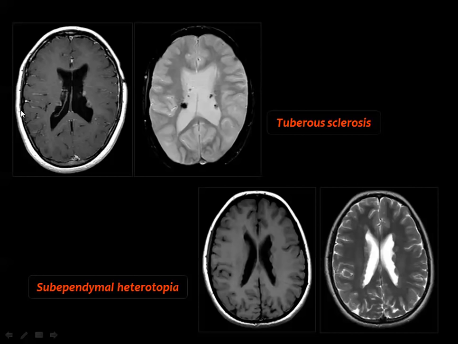But look to the tubers of the tuberous sclerosis. In the T1 weighted image, they appear a little bit bright. If you inject contrast, they will enhance. If you have the T2 weighted image, they will appear dark because of the presence of calcium. But here, the nodules are similar to the cortex in the T1 and in the T2. If you inject contrast, they will never enhance.